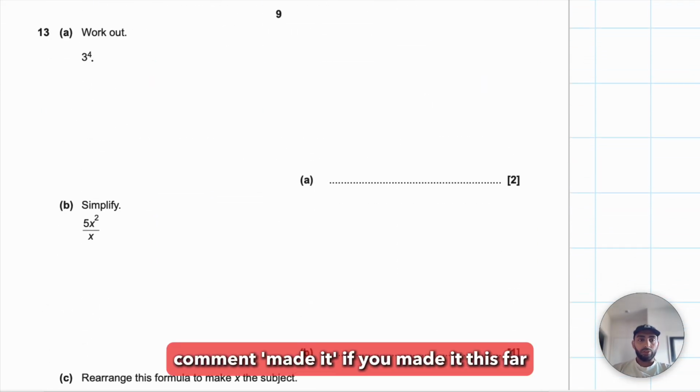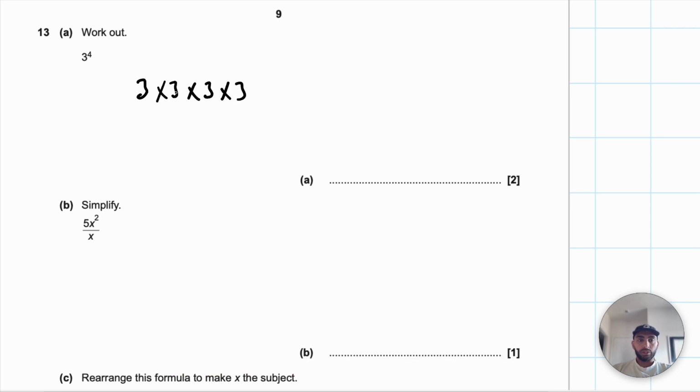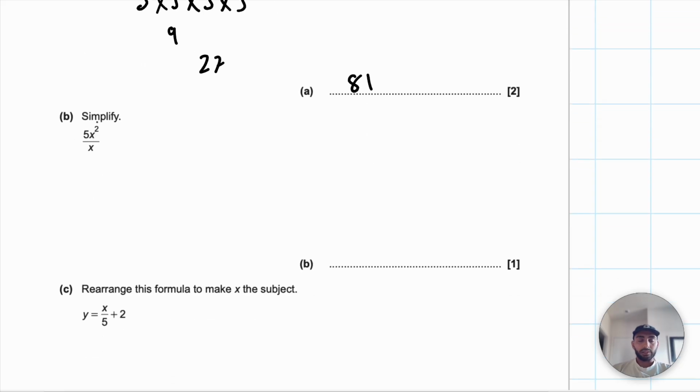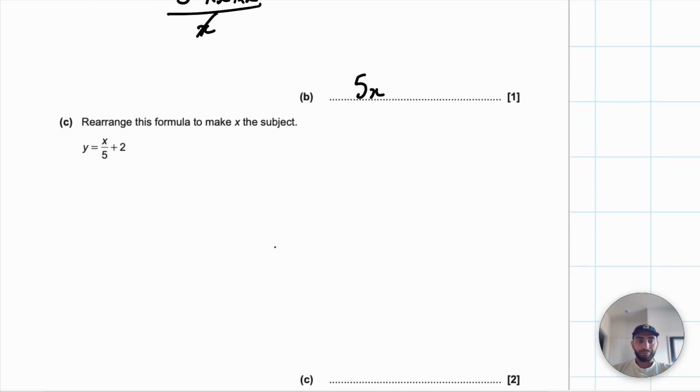Question 13. Work out 3 to the power of 4. This just means 3 times 3 times 3 times 3. 3 times 3 is 9. And 9 times 3 is 27. 27 times 3 is going to be 81. Part B, simplify 5x squared over x. Just to explain this a little bit easier, I've got 5 multiplied by x times x, divided by x. That x squared is the same as x times x. I can cancel these out because it's a common factor, so on the top I'm just left with 5x. You could just do 2 take away 1 because it's the same base and you're dividing, so 2 take away 1 would just leave you with 5x.